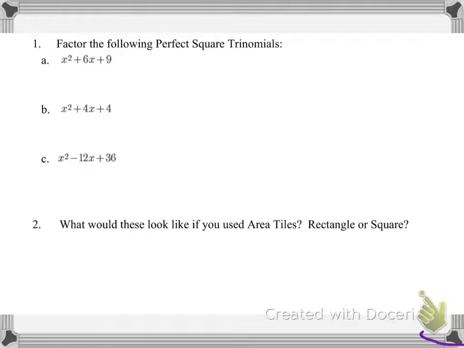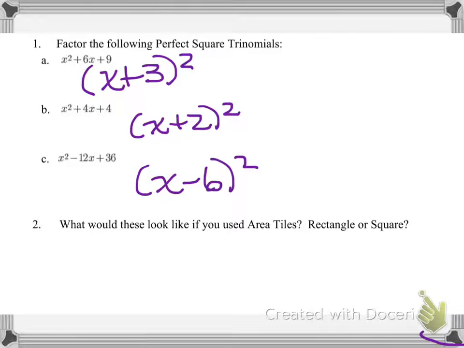So the first thing I want you to just do on your own, pause the video and factor the following perfect square trinomials. So pause now and factor A, B, and C. Okay, hopefully you paused like I said to do and check your answers with mine. I'm hoping you're seeing a bit of a pattern here. We'll talk about that in question 3.